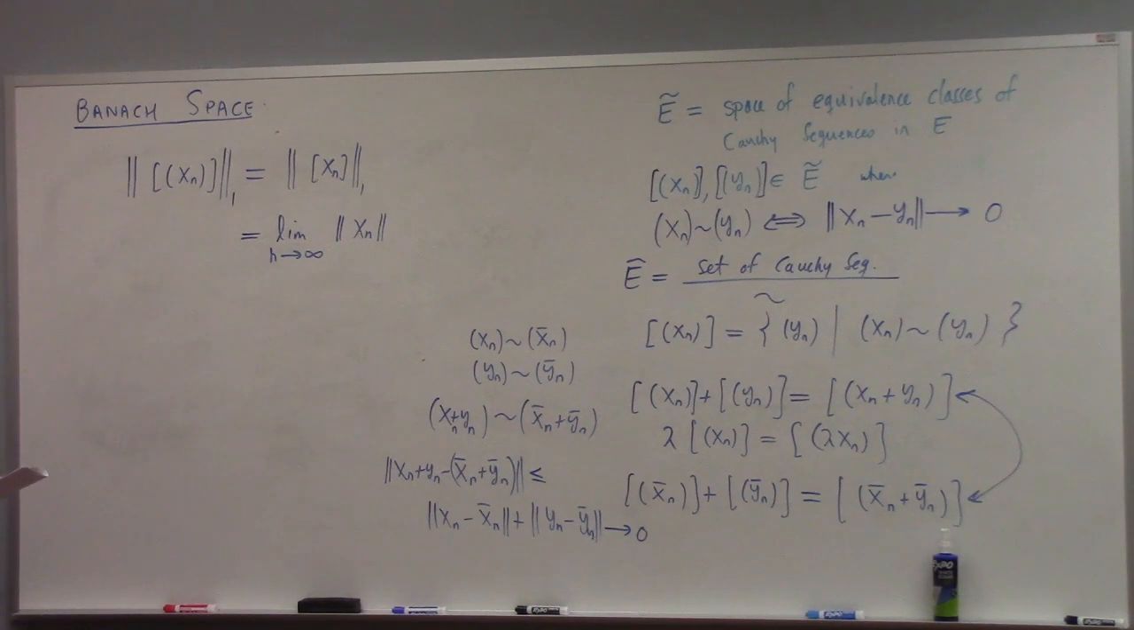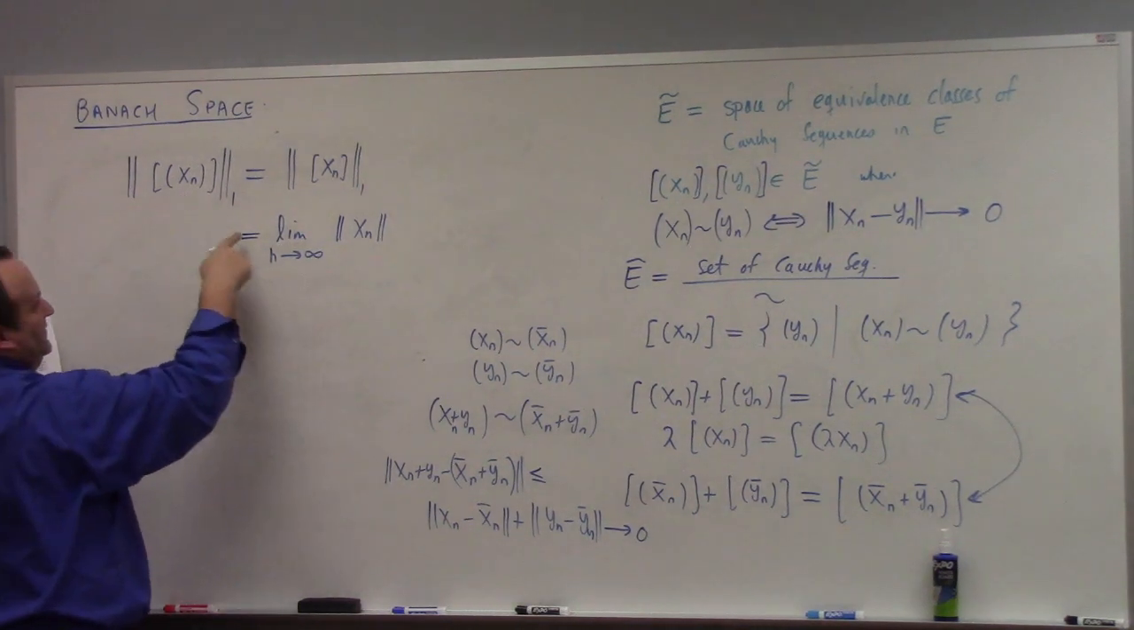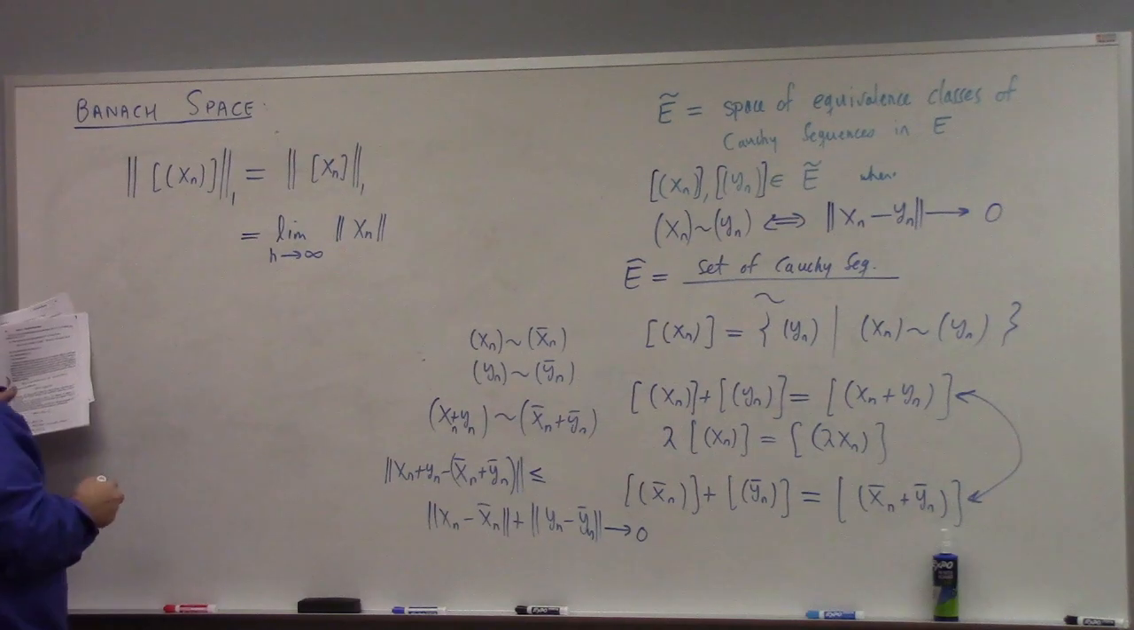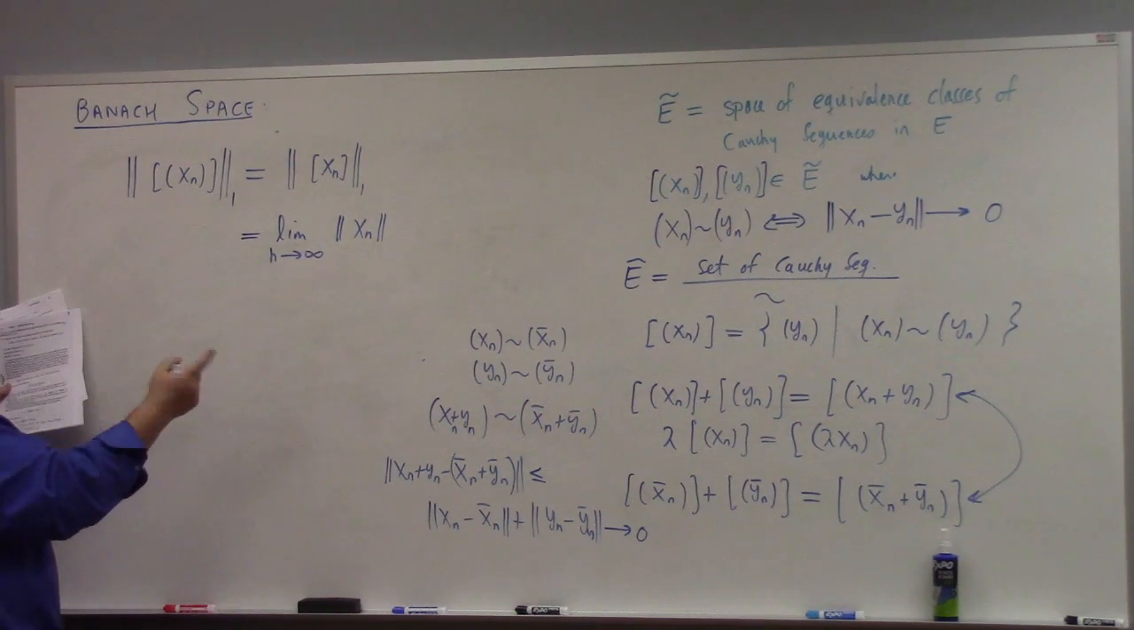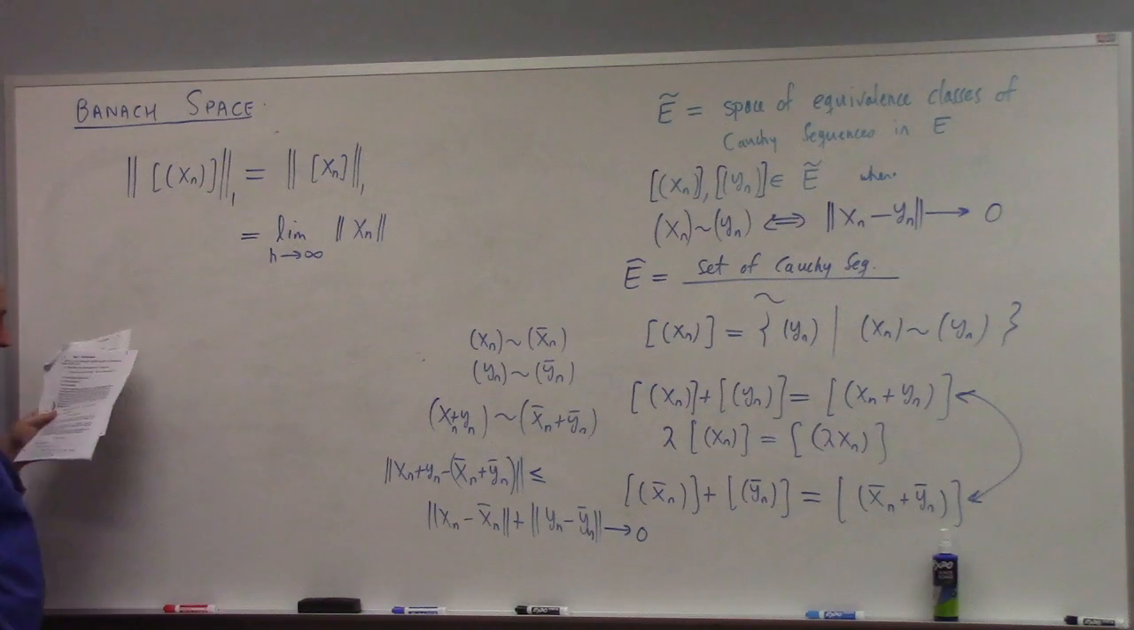And he says, okay, so by the lemma we didn't prove, but this one was easy to prove. I just skipped it because I was lazy. Lemma 1.44 says that the limit of the norm exists for a Cauchy sequence. So if this is a Cauchy sequence, we know that the limit of the norm exists. And you can also prove that this is independent of your choice of representative. We can prove that as well.